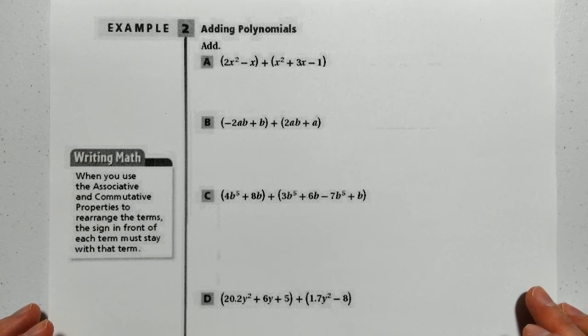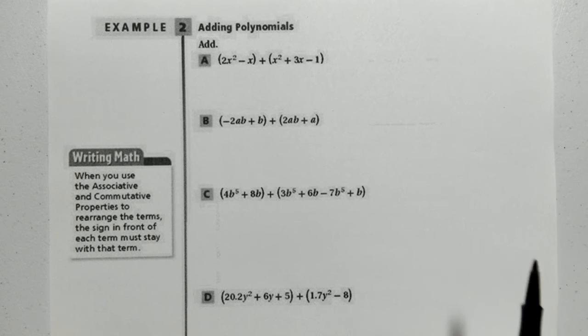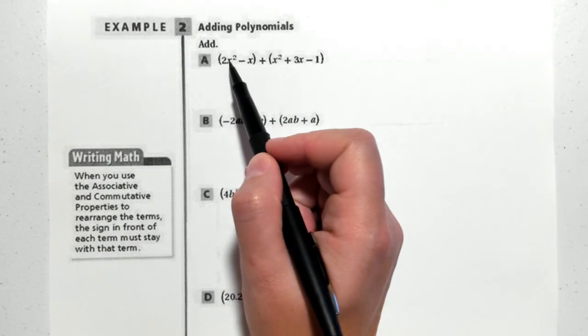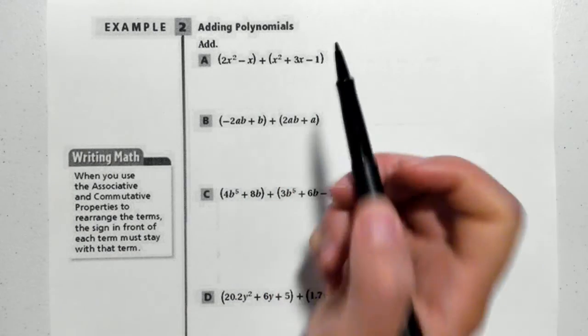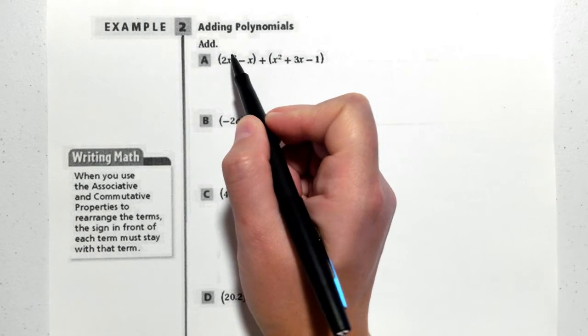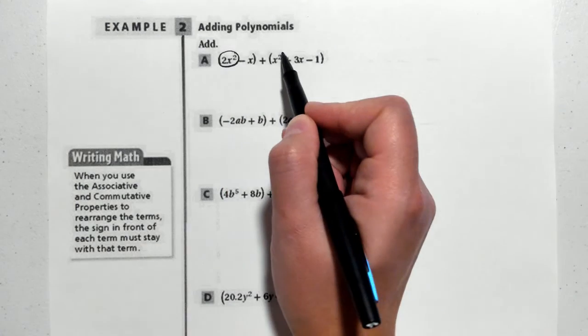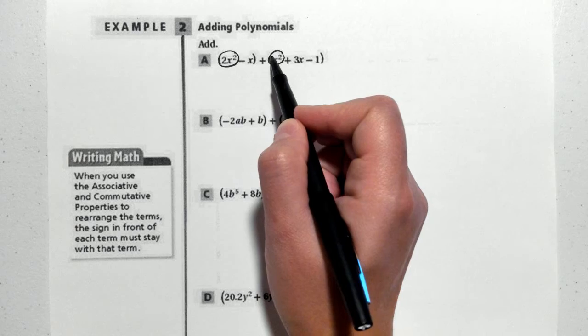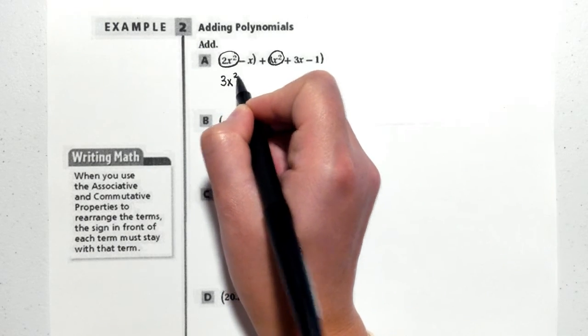So in example 2, we're going to be adding polynomials. So you're going to add one polynomial to another. You combine like terms to add them together. So 2x squared minus x plus x squared plus 3x minus 1. So my like terms are 2x squared and x squared. So that's 1x squared. So 2x squared plus 1x squared will give me 3x squared.